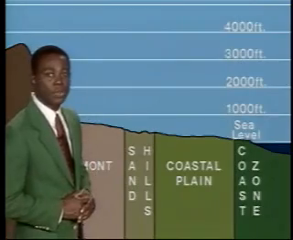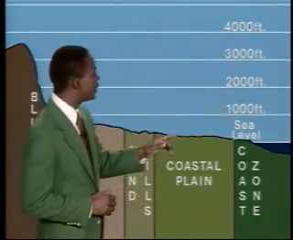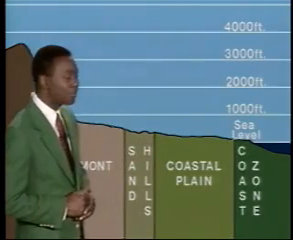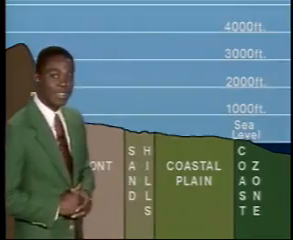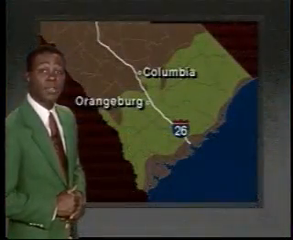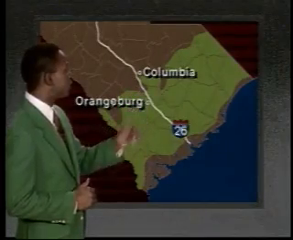The elevation of the coastal plain ranges from sea level to 400 feet above sea level as you approach the sandhills. Its topography is flat and gently rolling. Some of those rolling hills can be found along Interstate 26 between Columbia and Orangeburg.